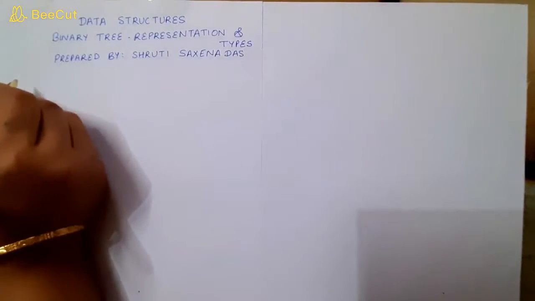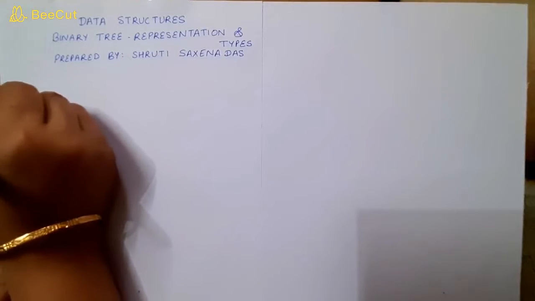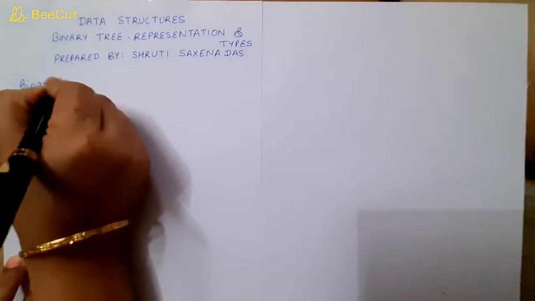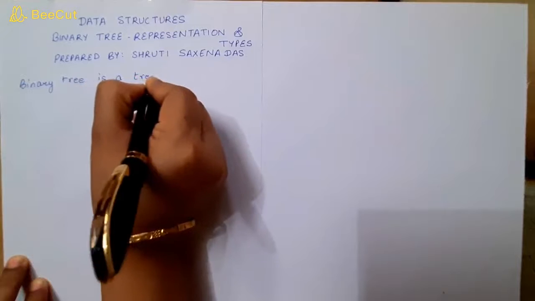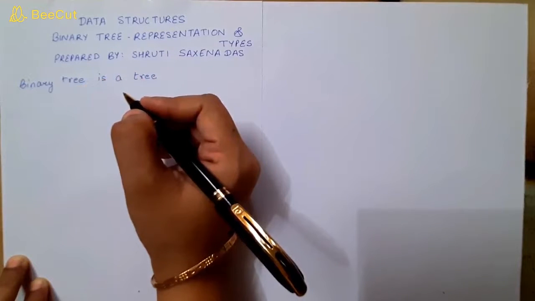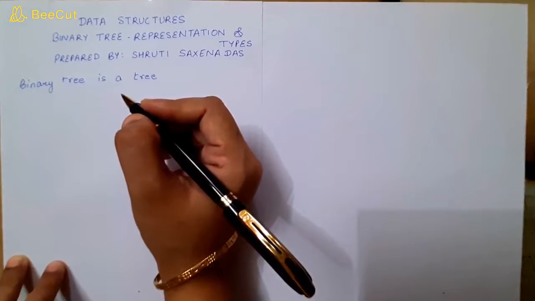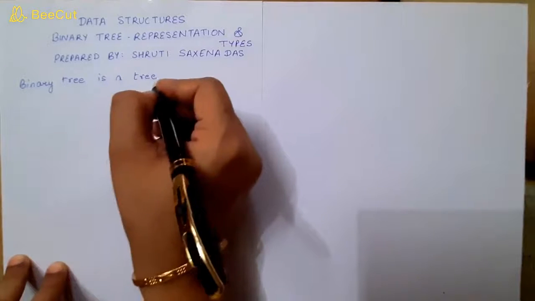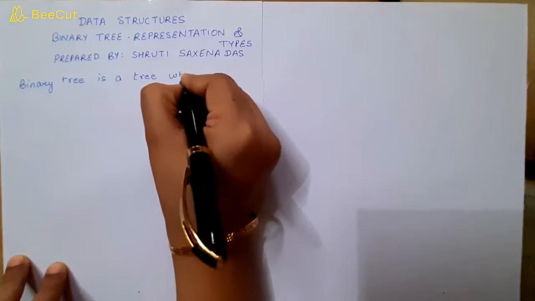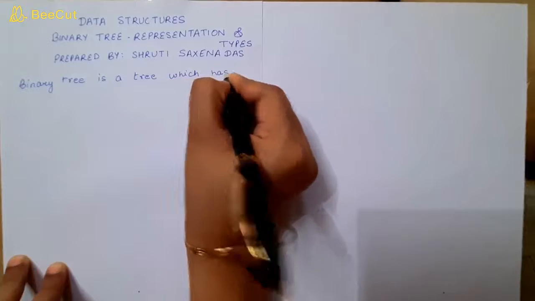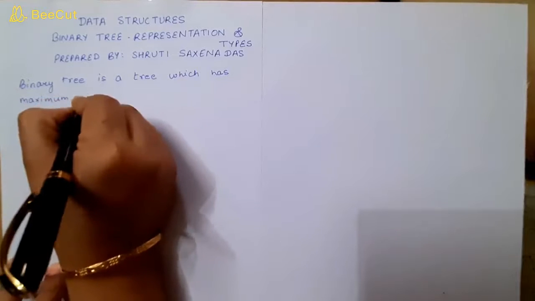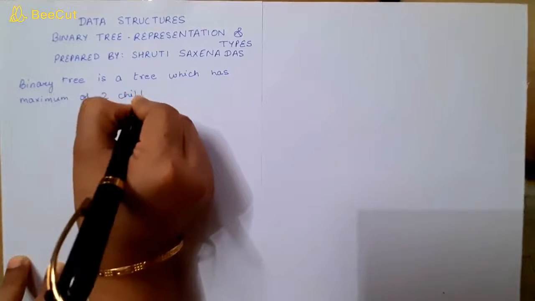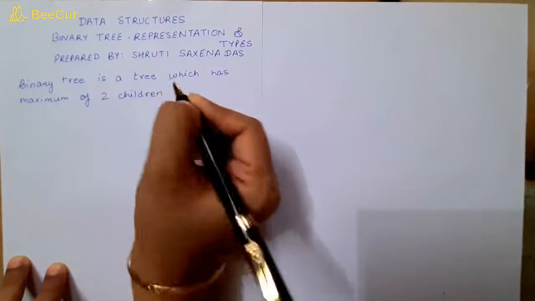So first of all, we'll start with the binary tree. A binary tree is a tree. Tree means a data structure which shows hierarchical relationship between nodes. So here a binary tree is a tree which has a maximum of 2 children. Maximum of 2 children means that it can have either 0, 1 or 2 children.